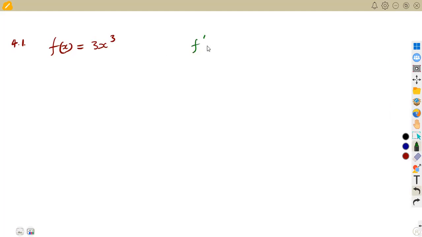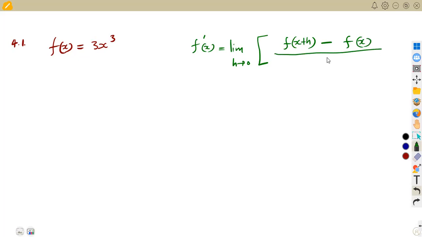whereby we understand that the first derivative with respect to x is going to be given as a limit as h is approaching 0 of f of x plus h minus f of x, everything over h. So this is what you are supposed to have. Or it can be given as dy dx, it's one and the same thing.